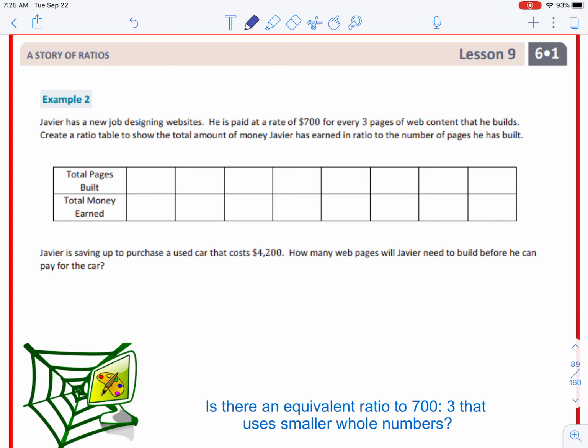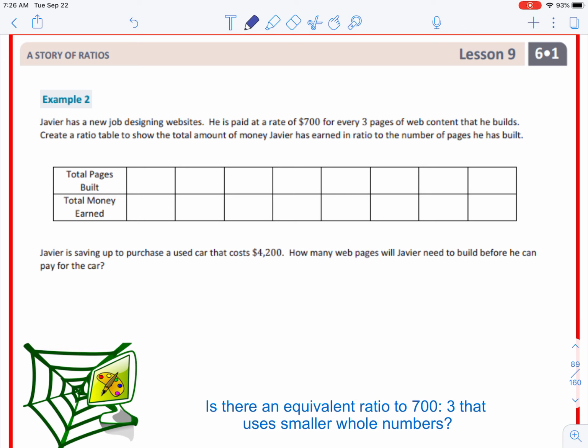So this one says Javier has a new job designing websites. He is paid at a rate of $700 for every 3 pages of web that he builds. Create a ratio table to show the total amount of money Javier has earned in ratio to the number of pages he has built.